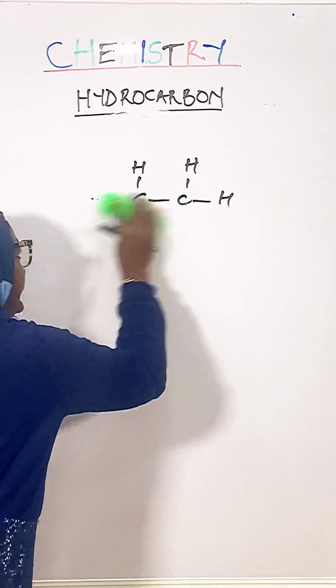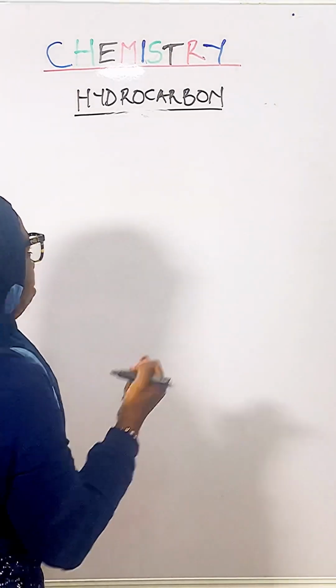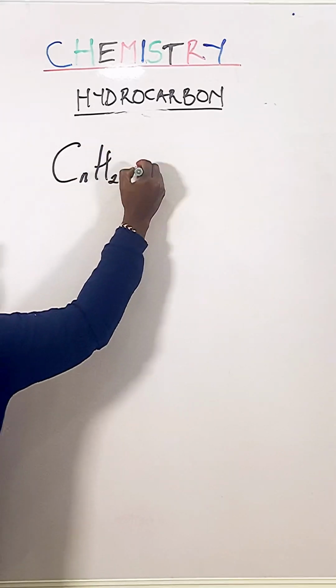Now, alkane has a general formula of CnH2n+2.